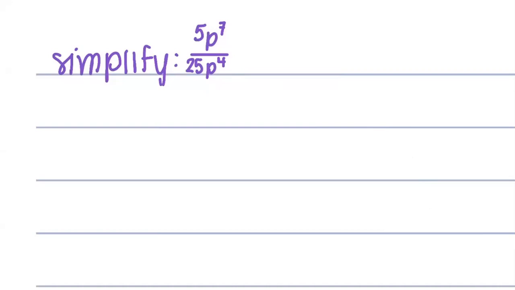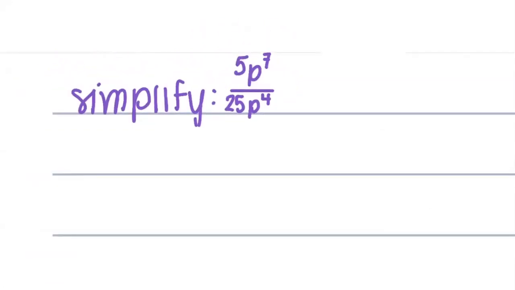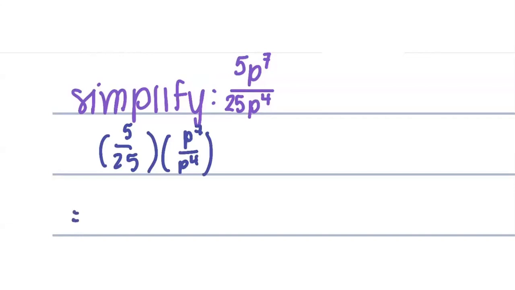Okay, so when you see this, first thing you want to do, or what I like to do, is separate the variables and the numbers. So basically just rewrite it like this, because you know that this is equivalent. And then you can simplify each set of parentheses separately. So 5 over 25 is 1 over 5. And then p to the 7th over p to the 4.